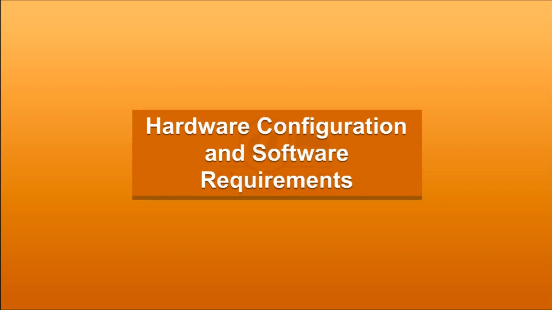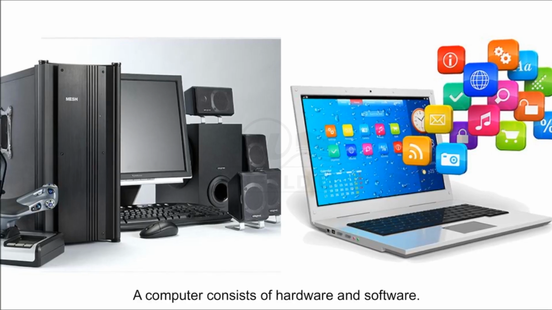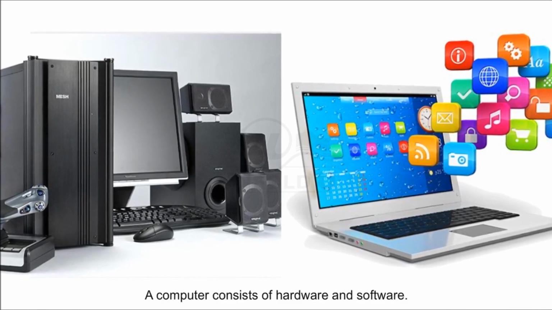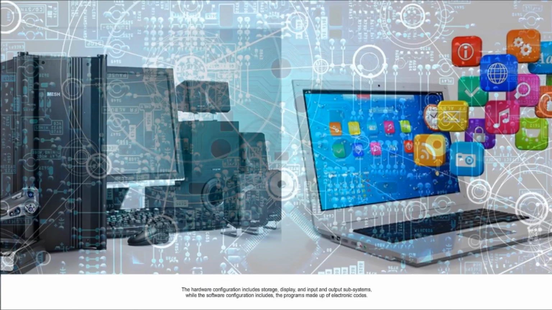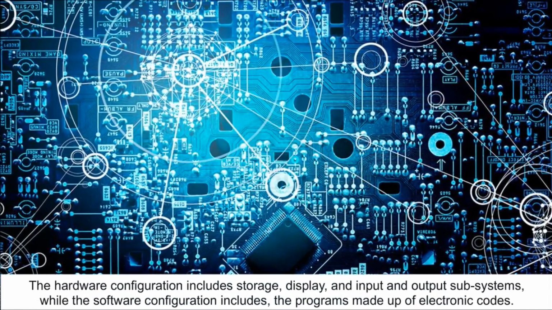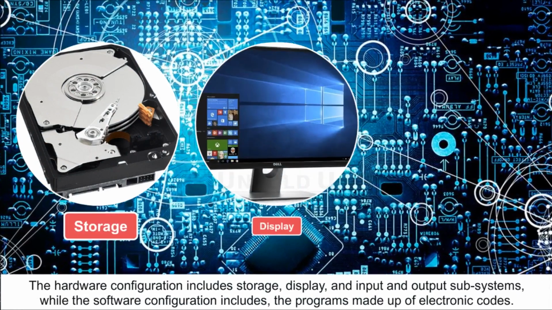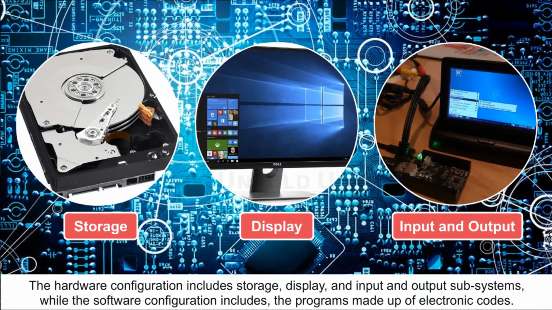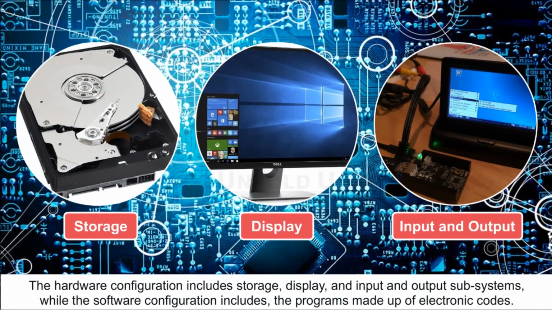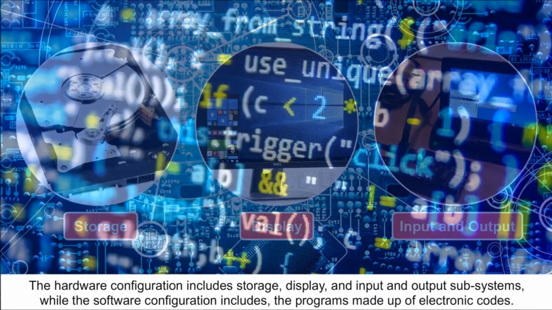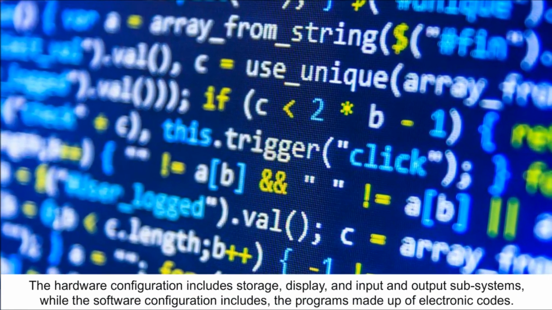Hardware configuration and software requirements. A computer consists of hardware and software. The hardware configuration includes storage, display, and input and output subsystems, while the software configuration includes the programs made up of electronic codes.